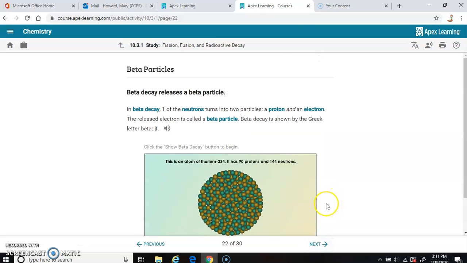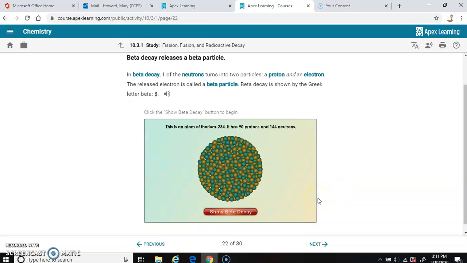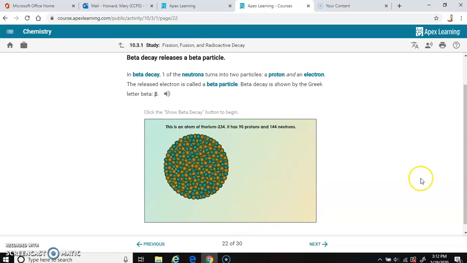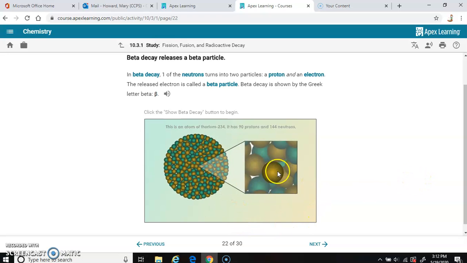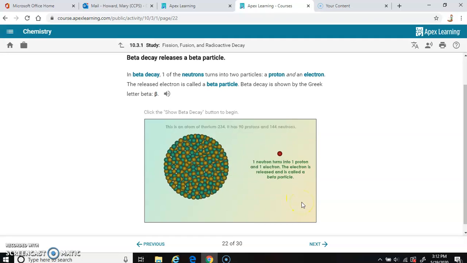Okay, so again, we're looking at beta decay. To review this a little bit, one of the neutrons in beta decay turns into 2 particles, a proton and an electron. It takes one of the neutrons that's there, and it releases a beta particle, as shown in this visual. It takes a neutron, and it literally makes a new proton and an electron.